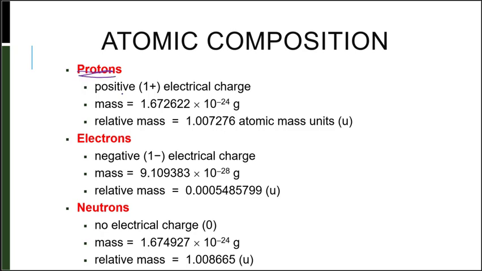Some more review. We have protons, neutrons, and electrons. Protons have a positive electrical charge. Its mass is 1.67 times 10 to the negative 24th grams, but the relative mass we say is 1 AMU. Neutrons, no electrical charge, have the same mass as a proton. Again, its relative mass is 1 AMU. Electrons have a negative electrical charge. Its mass is a lot smaller than a proton or a neutron. Its relative mass is 0.0005 AMU, so a fraction of a proton or neutron.